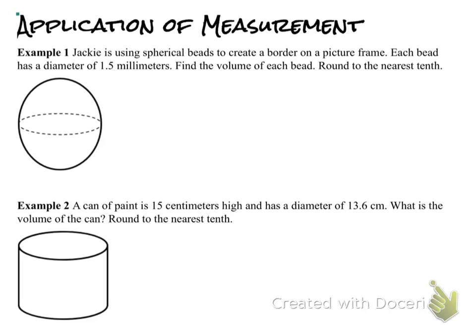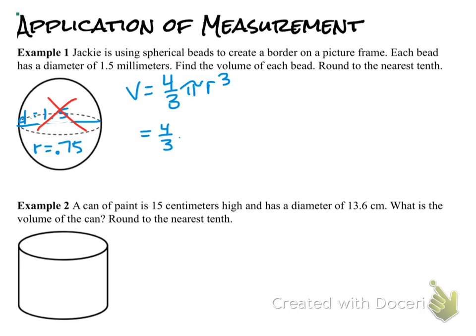So I've already had these drawn for you. The diameter is 1.5. That means the radius is 0.75. So we might need both of those. We'll see. We go to our formula for the volume of a sphere. It's 4/3 times pi times radius to the third power. So I'm not going to use the diameter. No diameter. I'm using the radius. So I plug this in. 4/3 times, I'm going to use 3.14 for pi times 0.75 raised to the third power.